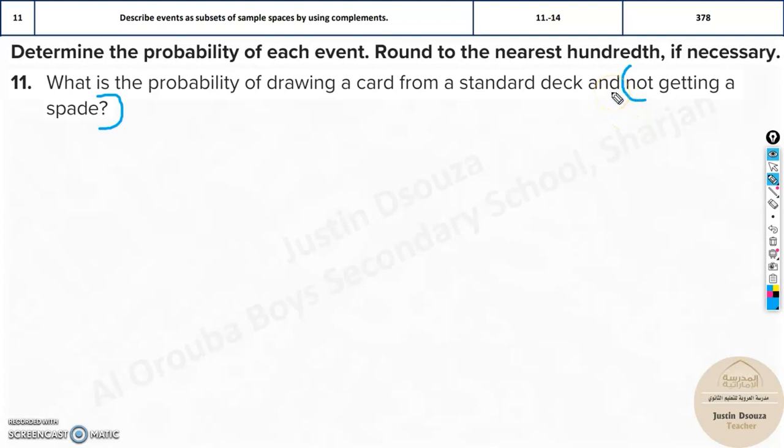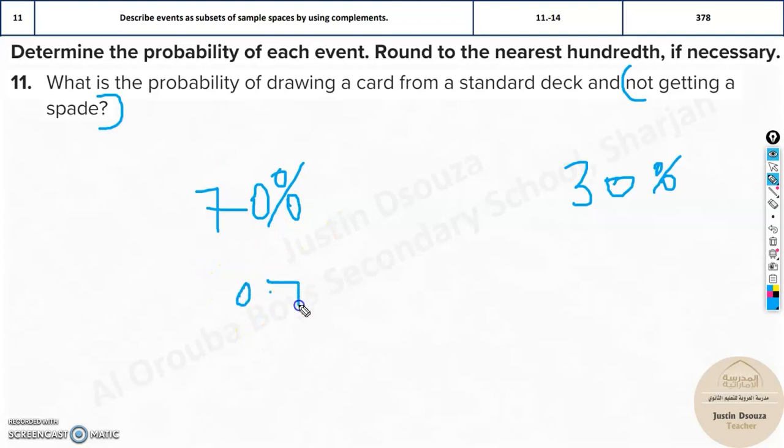Let me give you another example. The probability that Ali will go to the movies is 70%. What is the probability he will not go? It's just 30%, whatever is remaining. How would we do it? The probability of going is 0.7. Not going would be 1 minus 0.7, that is 0.3. So if you know the probability of something, the opposite of that would be 1 minus that probability.